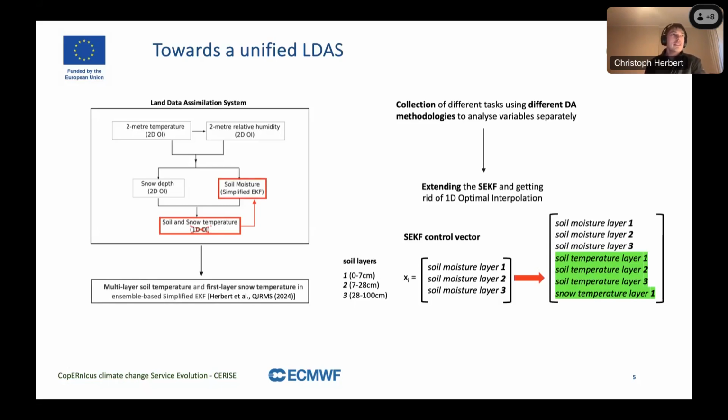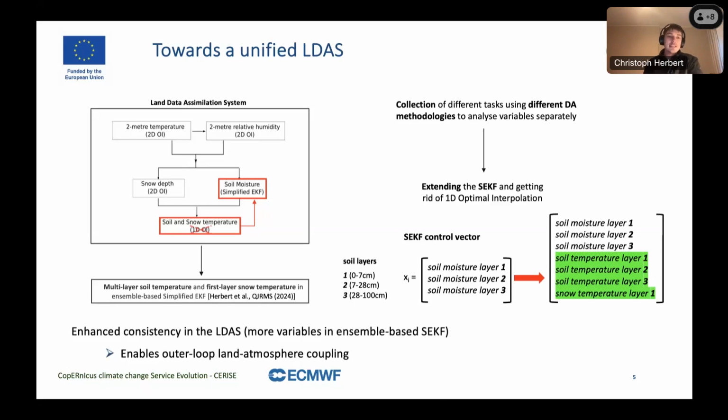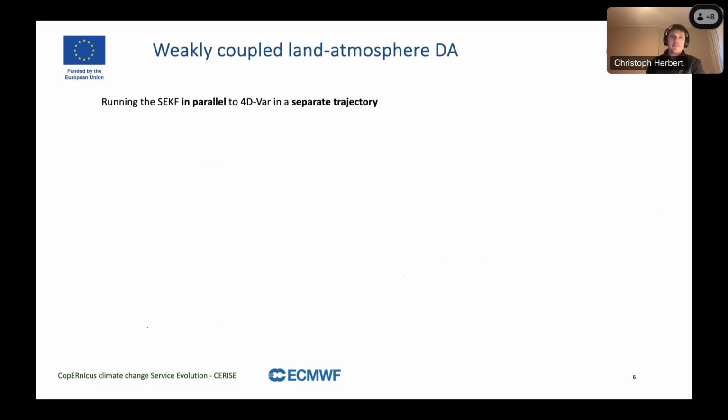And why is that important? So soil moisture acts on a larger temporal scale, while the soil temperature, especially at the top layer, has a strong diurnal cycle. And once we want to go to outer loop coupling, we would like to have these variables in the control vector, because they might be the most sensitive ones and the ones we can best exploit. So this enhanced consistency already in the land data assimilation system is a prerequisite to enable the outer loop land-atmosphere coupling.